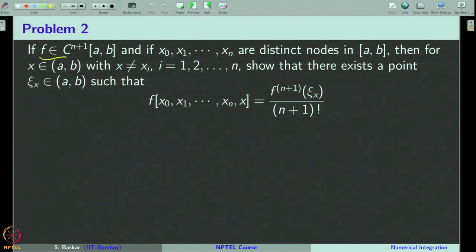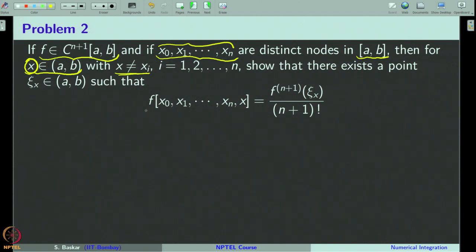Suppose you have a function f which is a C n plus 1 function, that is, the function f is n plus 1 times continuously differentiable on an interval a b, and we are also given n plus 1 nodes in the interval a b and they are distinct. Now, we are choosing one point x in the open interval a comma b which is different from the nodes that you have already chosen, right. Therefore, you now have n plus 1 distinct nodes plus a real number x in the interval a comma b which is different from all these nodes. Therefore, you have n plus 2 distinct points in the interval a comma b.